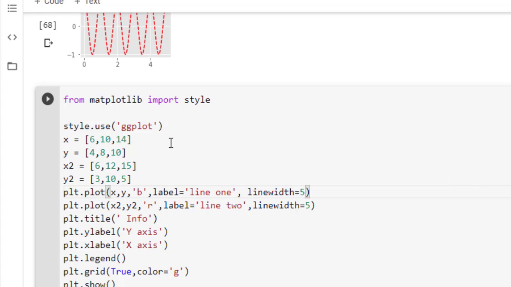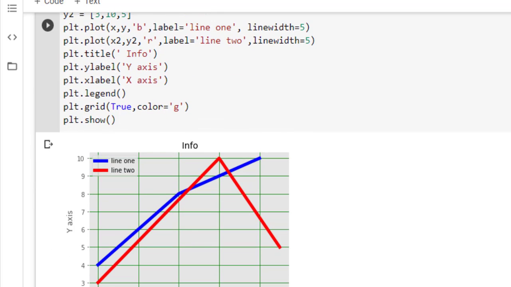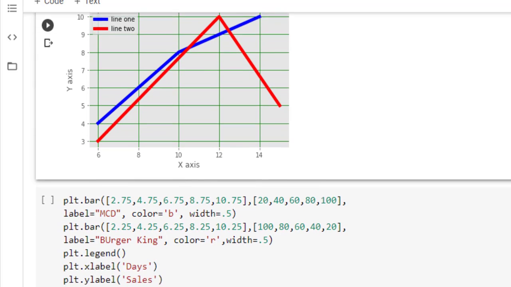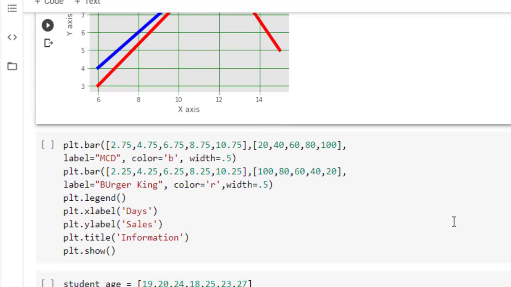The next is we import a style from the Matplotlib library and use the ggplot style, having x, y, x2 and y2 values in the same graph. And when we run the kernel, we see that we get two graphs. Red denotes line 2 and blue denotes line 1. As you can see, they get overlapped due to the values present in our data. The g denotes the color of the grid. As you can see, it is green in color. Ylabel denotes your y-axis, xlabel denotes your x-axis.